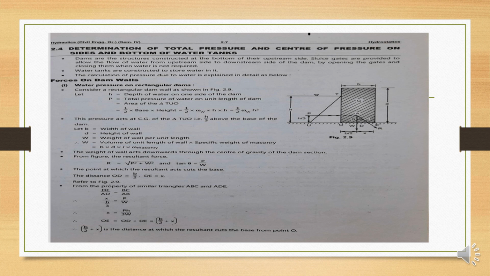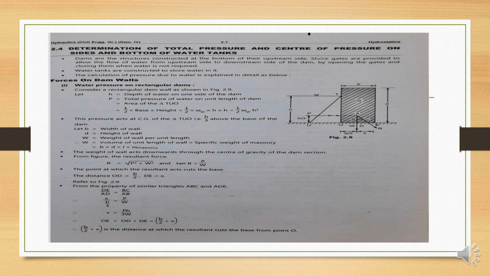What is a sluice gate? A sluice gate is a type of gate which is provided at the downstream side of the dam for flowing water, meaning if the water level increases, then the gate is opened for flow of the water. Okay. Then second, water tanks are constructed to store water, like a dam is also constructed for storing water.